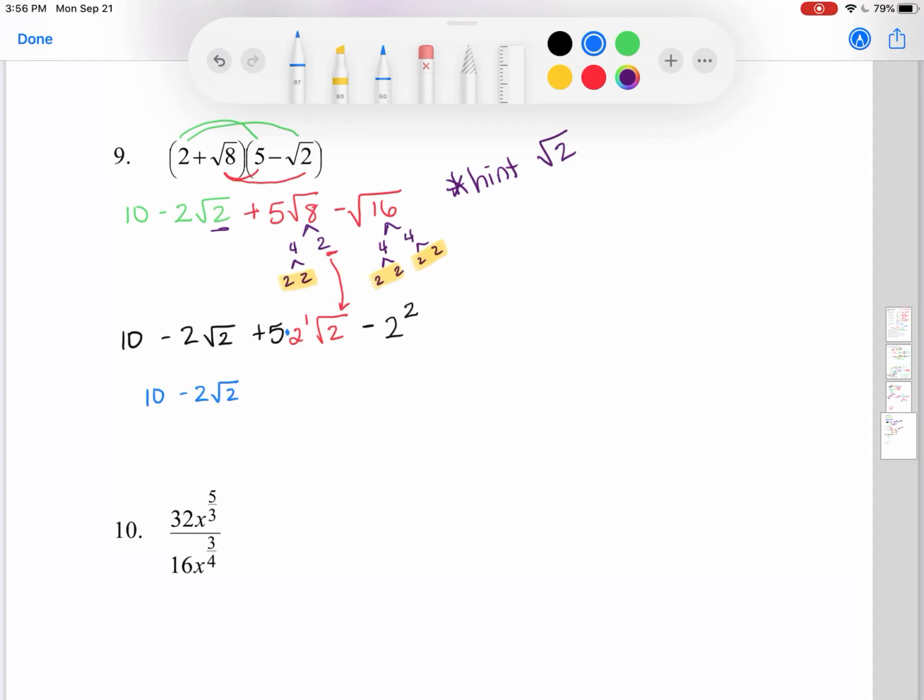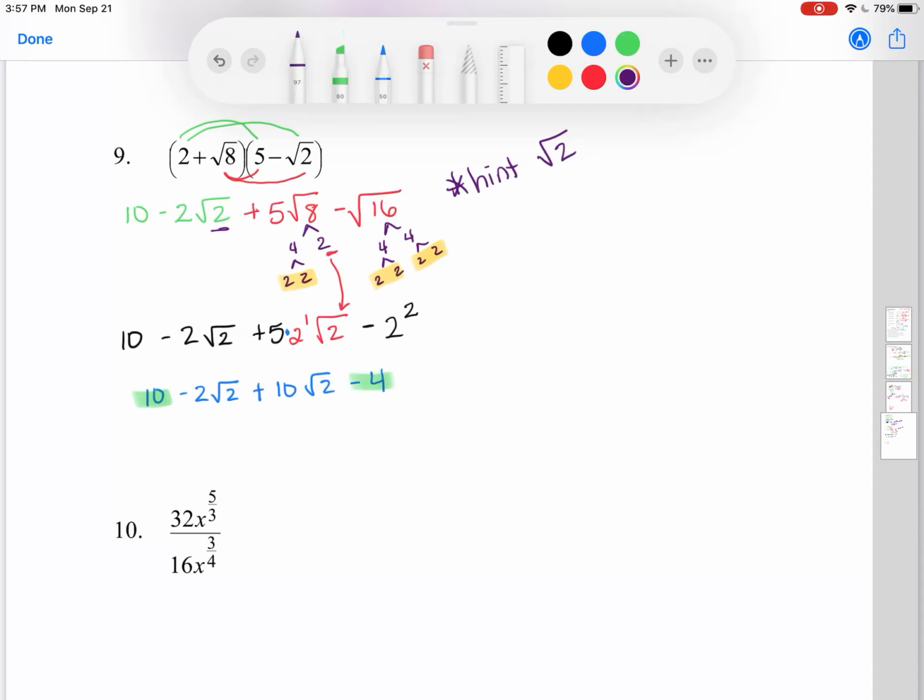Let's go ahead and simplify really quick. Again, we're multiplying that 5 and 2. So I have a 10 minus 2 square root of 2 plus 5 times 2 gives me 10 square root of 2, and 2 squared gives me 4. Now I can combine my like terms. This looks a lot nicer.